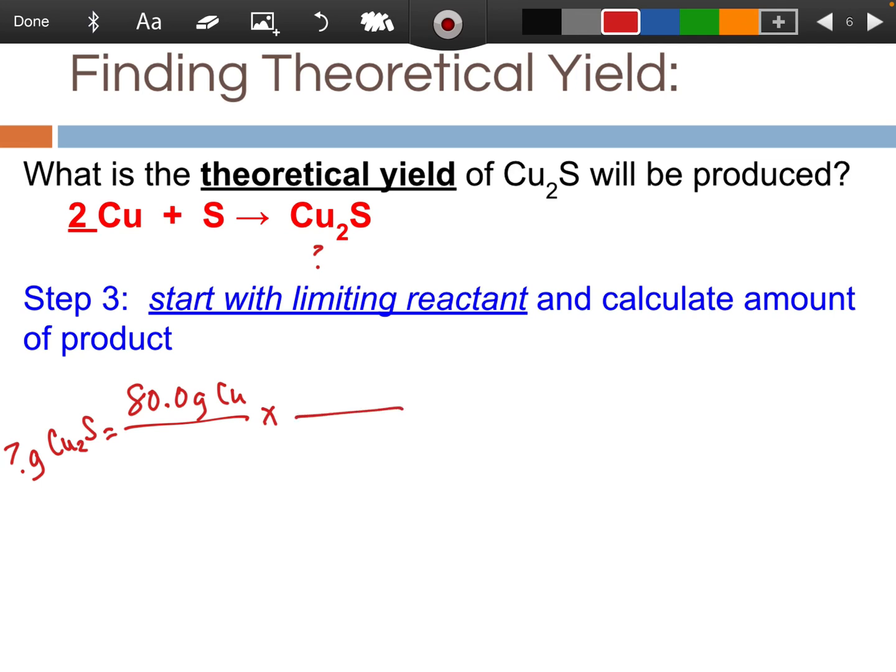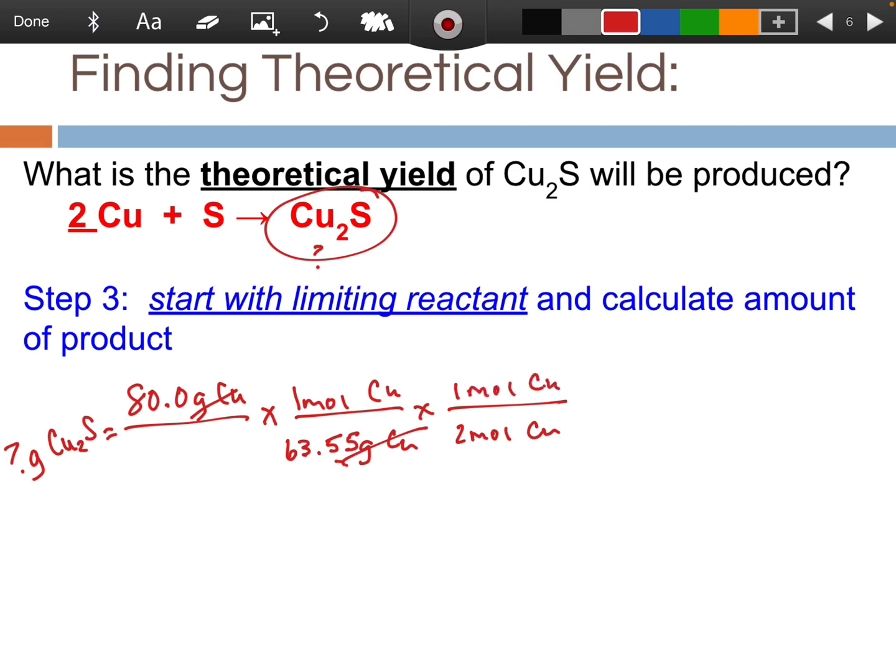We're going to use the same process. We're going to go from grams of copper to grams of copper sulfide. To convert grams to moles, you would again use the molar mass from the periodic table, to convert grams of copper to moles of copper. Then we're going to use our mole ratio from the balanced equation. So we know that 2 moles of copper will react to produce 1 mole of Cu2S. And now we can convert moles of Cu2S to grams.